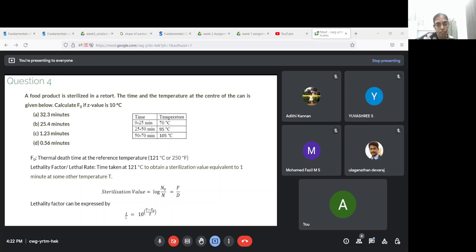Lethality factor can be expressed by L, which is equal to 10 power (T minus T naught) by Z. Z, as we know from the previous slide, is the Z value, that is the temperature change needed to reduce D to 1/10 of its value. And T naught is your reference temperature, that is 121 degrees Celsius. So you can find out lethality at any particular temperature if you know the Z value. Here the Z value is already given as 10 degrees Celsius. But we have multiple temperatures given in the data, so for each data point, we will figure out what the lethality factor is.